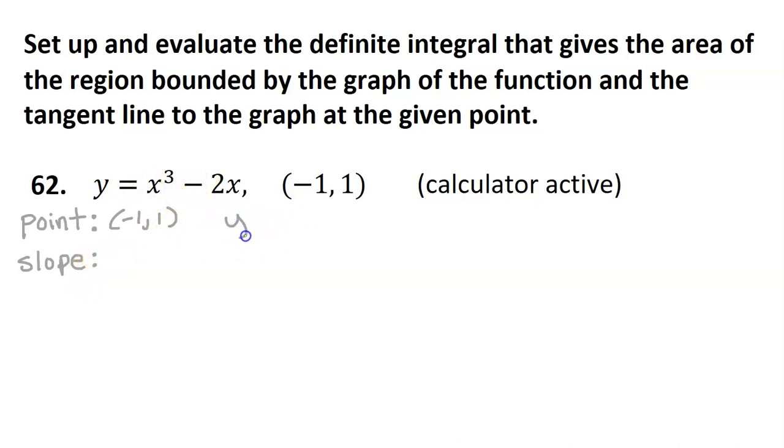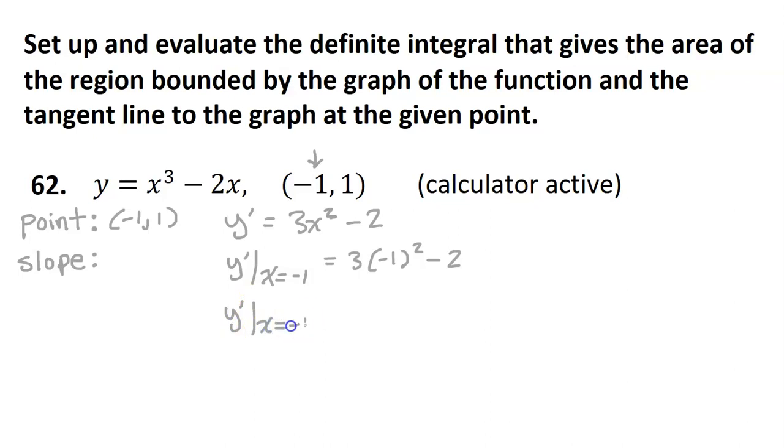So y prime is equal to 3x squared minus 2. So let's evaluate y prime at x equals -1, the x coordinate of the point of tangency. So that will be 3 times -1 squared minus 2. So that is going to give us the slope. Well, this is really just 3 minus 2, which is 1. So the slope is 1.